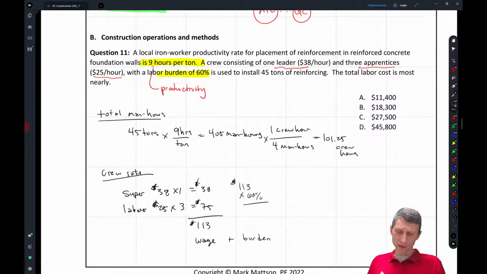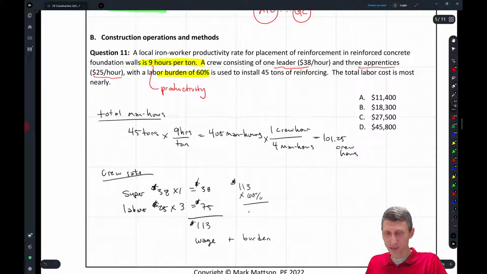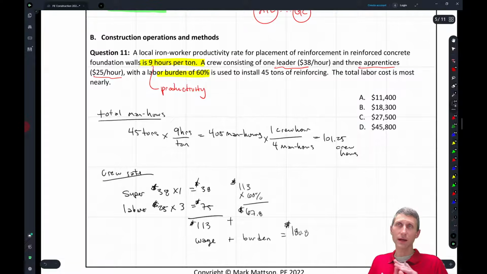Okay, so what's that look like? 113 times 0.6 is going to be about 68. So I'm going to say $67.8. So the total crew cost here is going to equal 113 plus 67, and I'm going to get like $180.8. And is there contractor overhead and profit put on top of that as well?